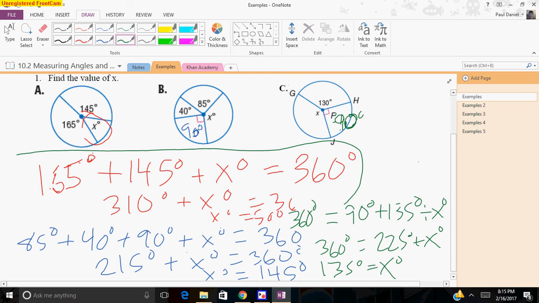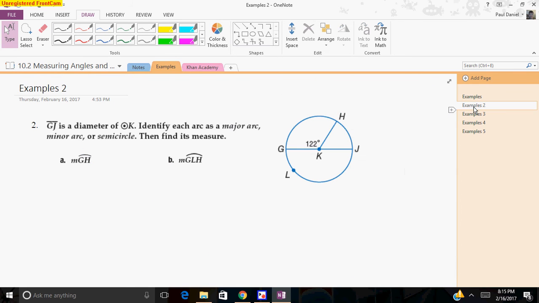All right, so hopefully this has helped you figure out how we might start using that idea that the sum of all the central angles needs to add up to 360 degrees. That's what that whole set of examples was about. Let's look at the second set of examples. They tell us that GJ is a diameter. Remember, in this class you can't take any assumptions. Okay, so that is a straight line.